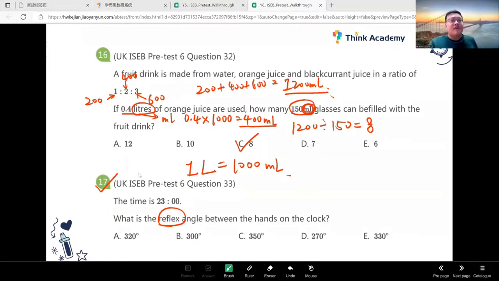So question number 17. The time is 23 o'clock. What is the reflex angle between the hands on the clock? So let me draw that clock for you.